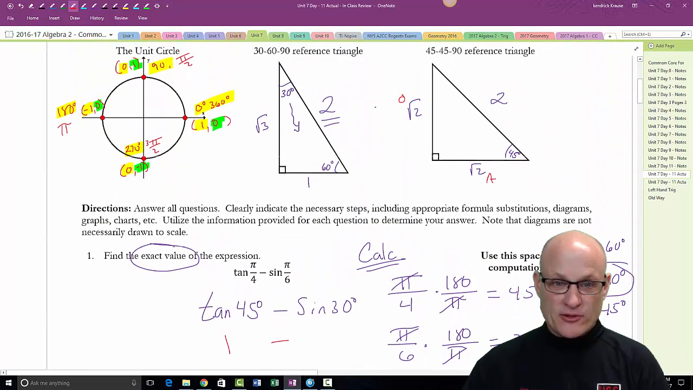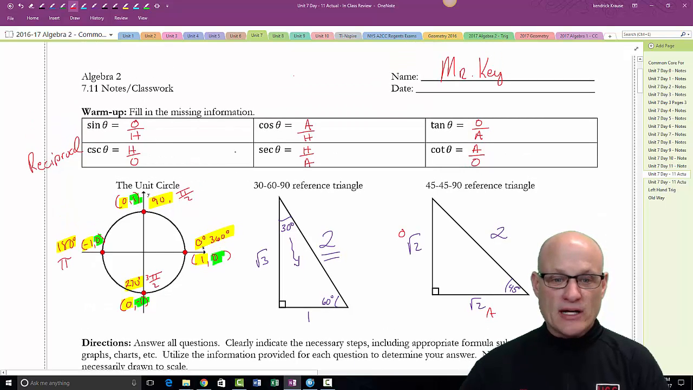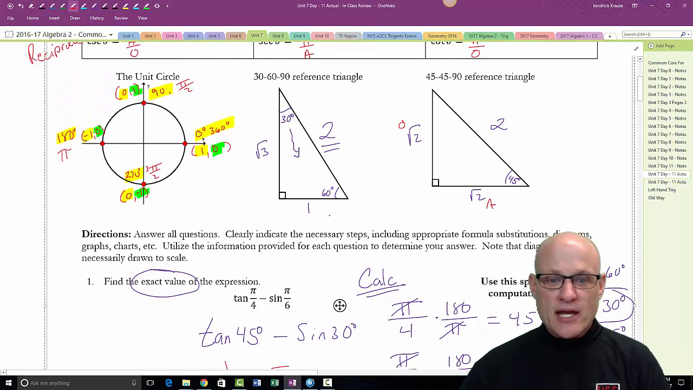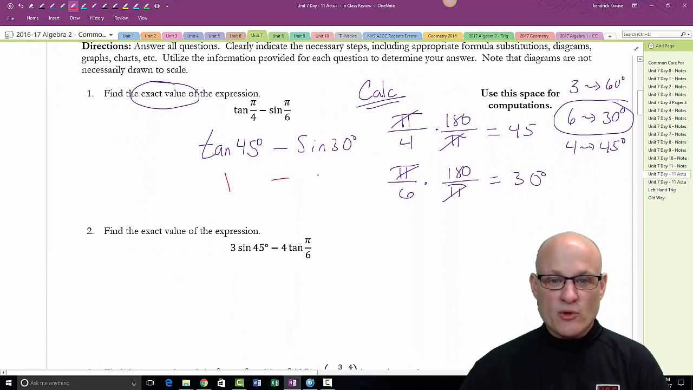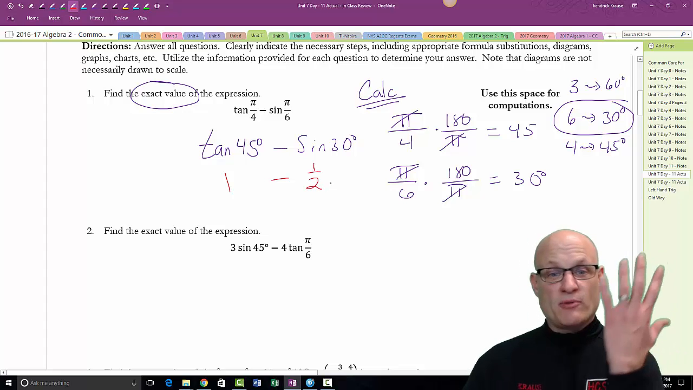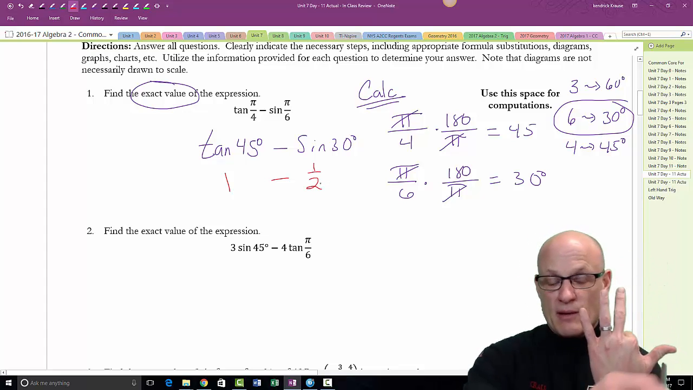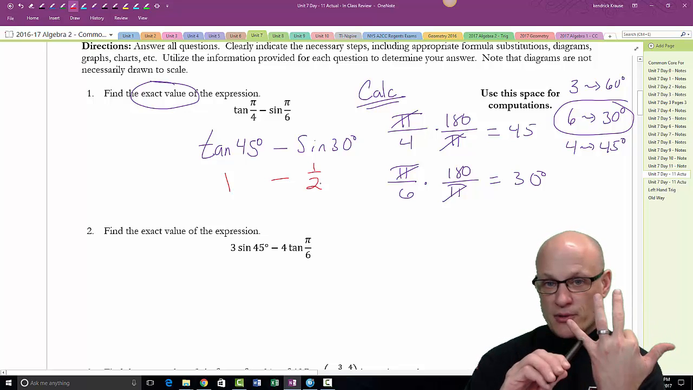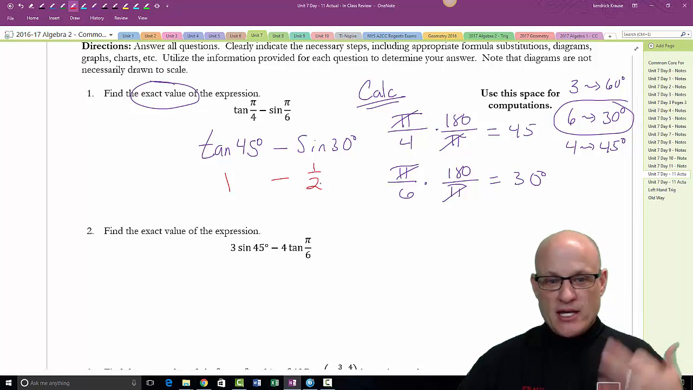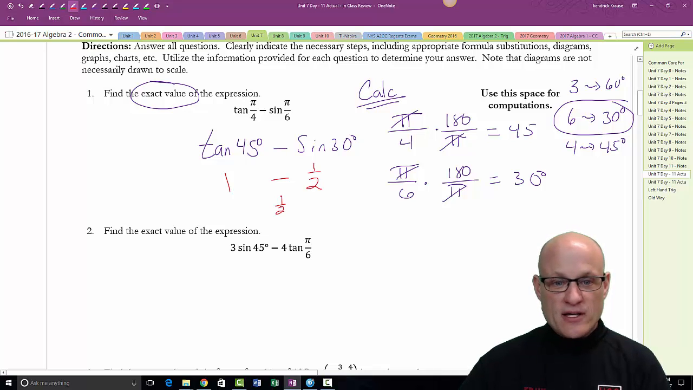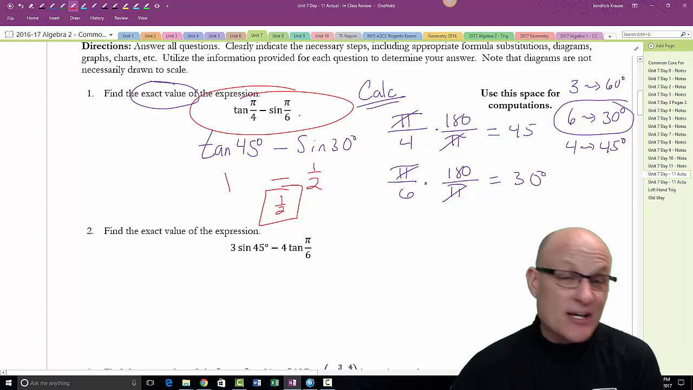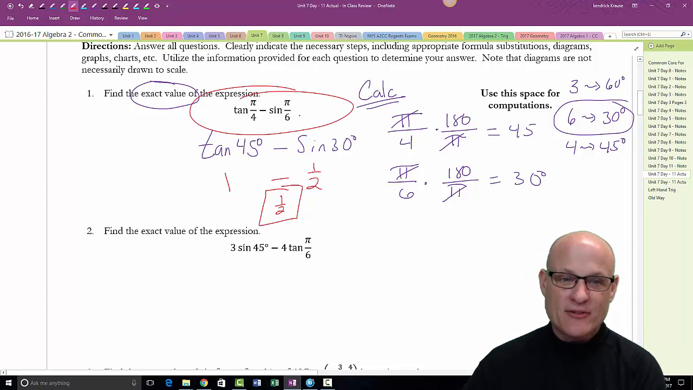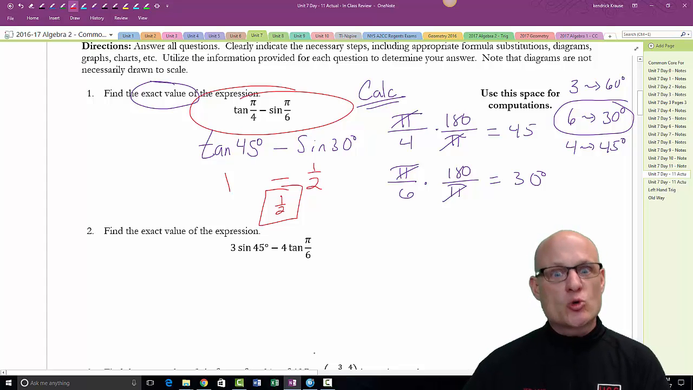Well, I can either use my reference triangle, sine of 30. Remember, sine is opposite over hypotenuse, so I come over here to my 30-degree angle, and this would be opposite, and this would be hypotenuse, so that would be 1/2. Or I can just use my fingers. 30 degrees is this finger. Remember, this is cosine, square root of 3 over 2. This is sine, 1/2. So 1 minus 1/2 is 1/2. There is your answer. Now, if you were to put this in your calculator, it would tell you that the answer is 1/2. But if you don't show me any work, you get no credit.